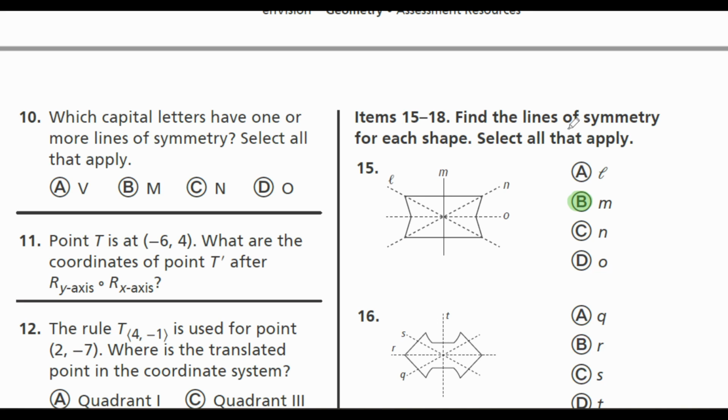If L didn't work, N's not going to work. So I'm not even going to really explore that one. But I do want to look at O. This is just saying if I grab the bottom, fold it up to the top, will this map onto itself? For the same reason M works. The option M works. The option O works. So for number 15, we're definitely going to end up with B and D as our answers.